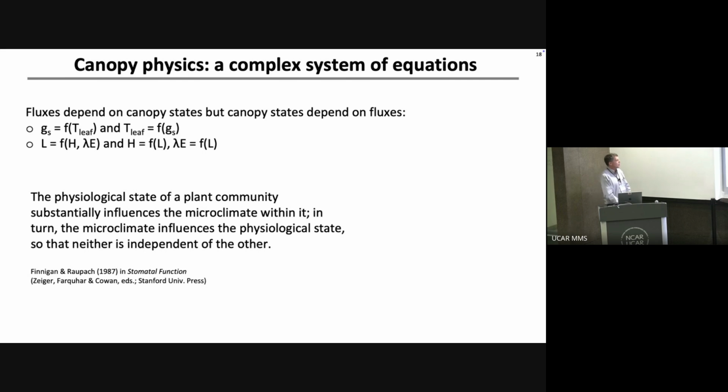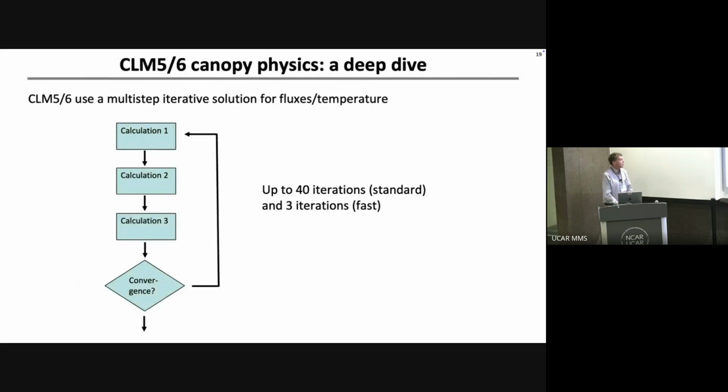And this is a point that's been known for a long time. Mike Raupach and John Finnigan had this nice paper, and of all things, in a book on modeling stomatal function and stomatal physiology. They were talking about how the physiology of the plant community influences the microclimate, and the microclimate influences the physiological state, so neither is independent. So in this book about stomatal physiology, they wrote a chapter about turbulence in plant canopies, because they were saying that's what you've got to get right if you want to get stomata right. So what does CLM do?